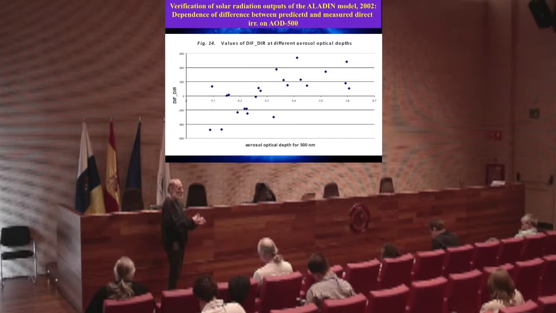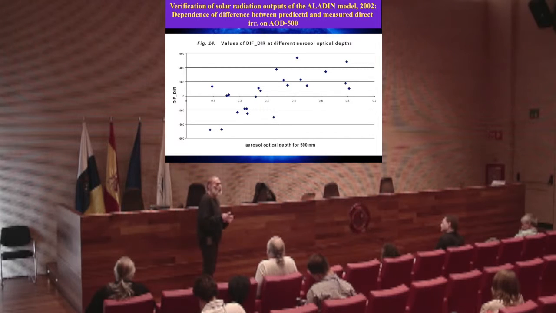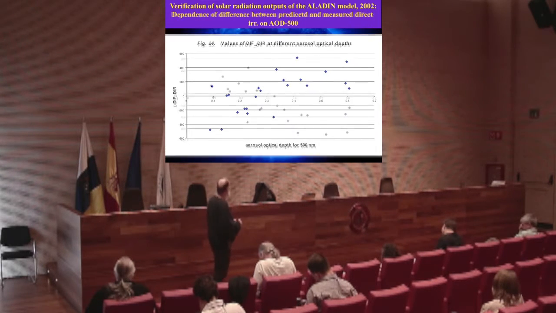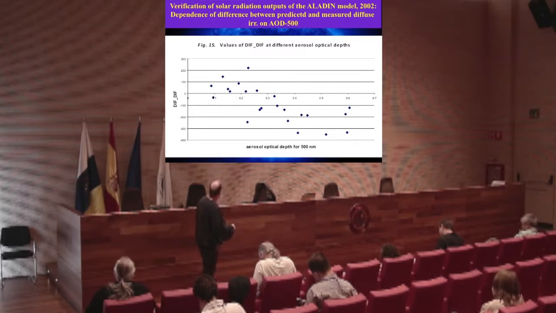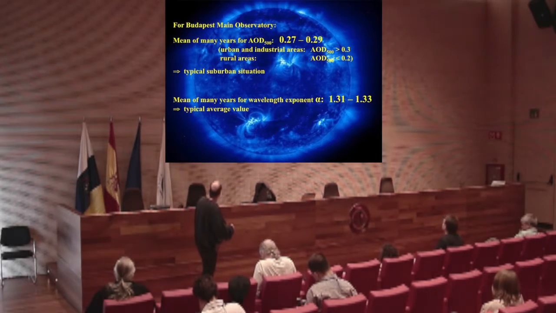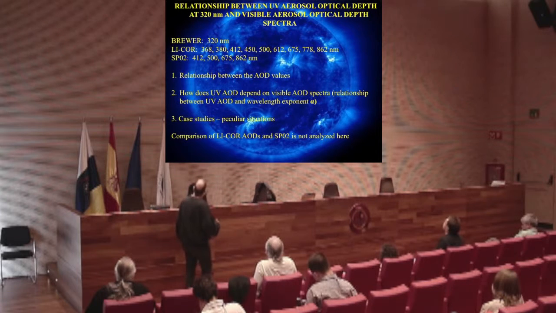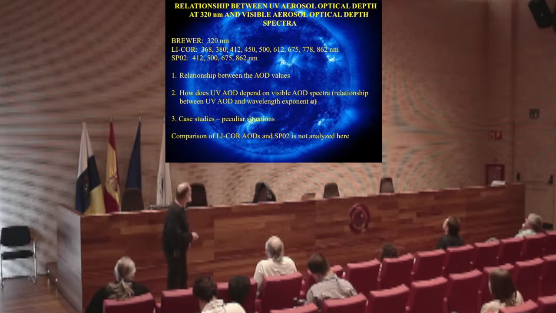It shows well the problem of the model that wants to approach the average. So the model cannot forecast well, cannot predict well the very clear and the very polluted atmospheres. This figure shows it. Okay, I want to hurry because it's very late.